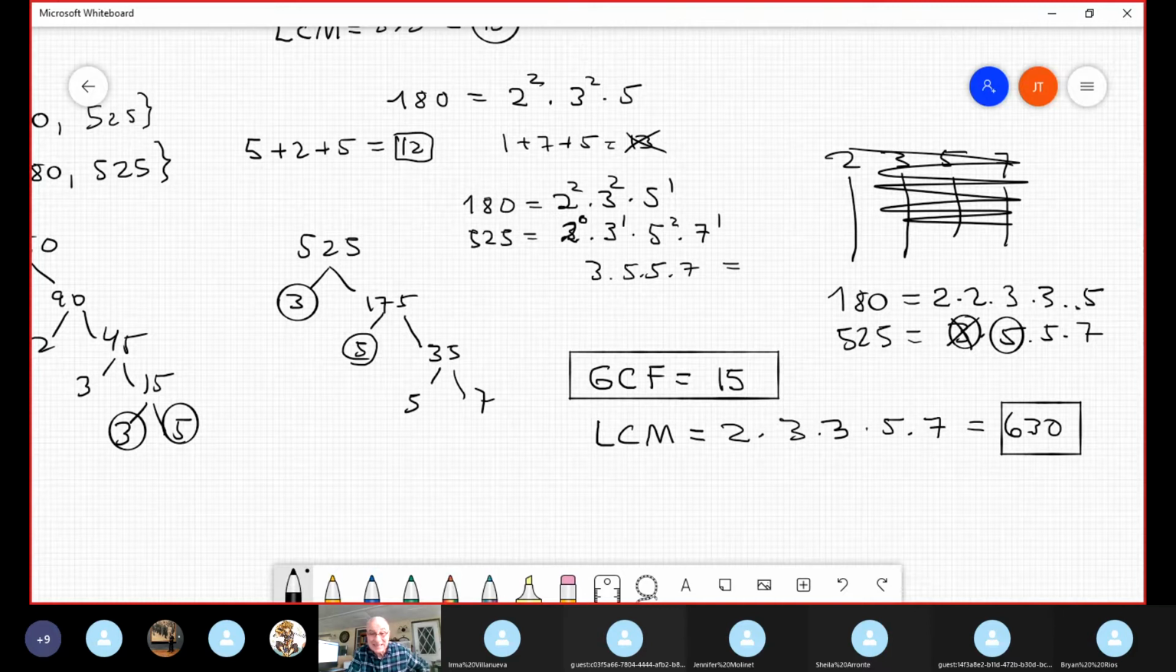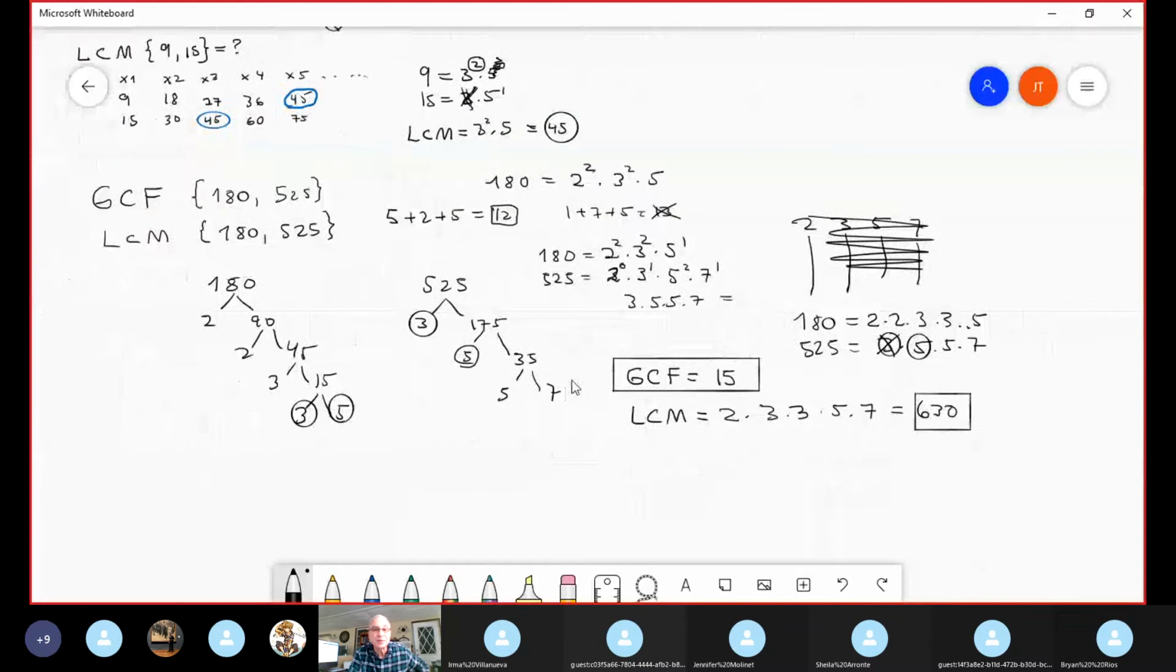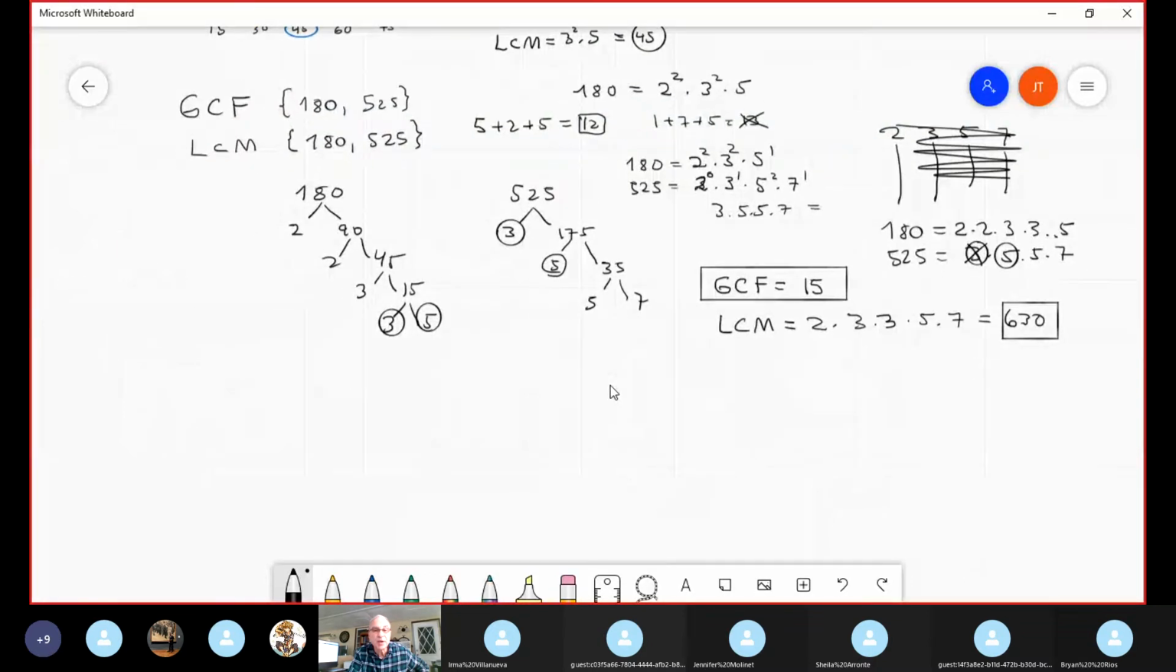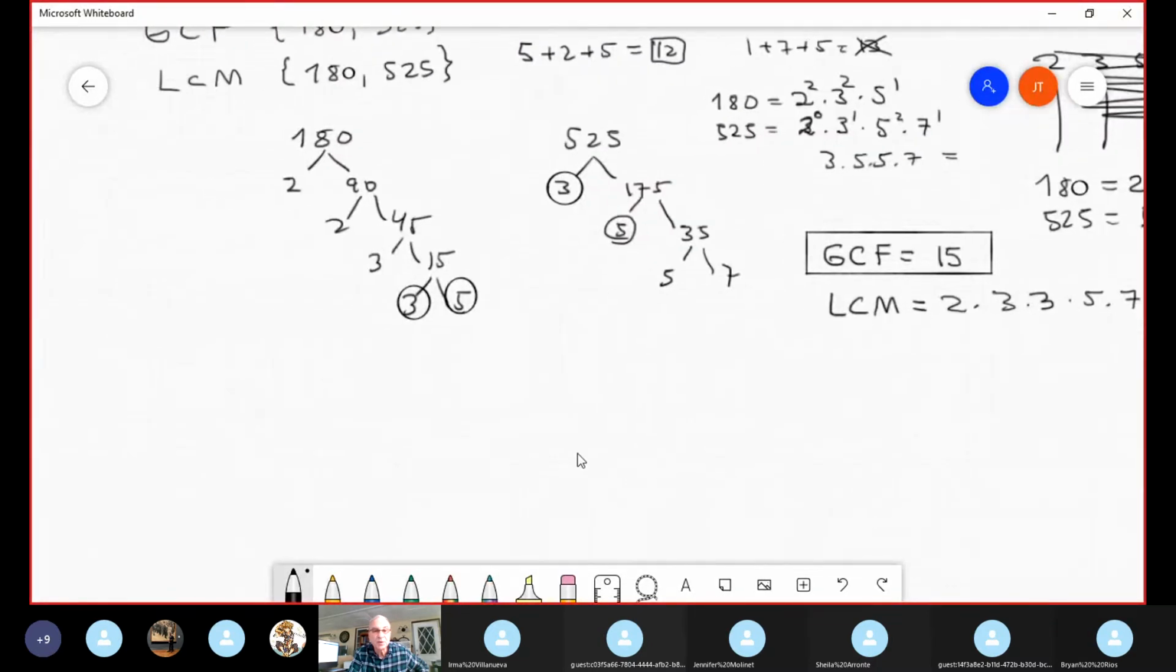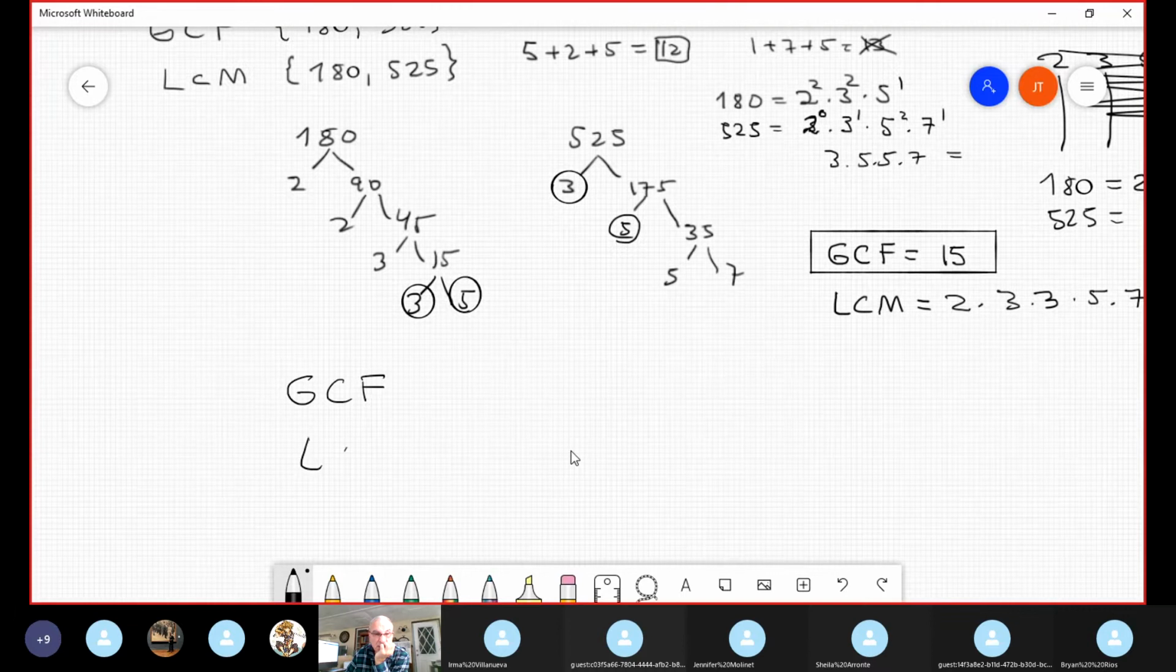And the same idea happens when you have variable algebra. Let me try to explain. Suppose we have that expression. Find the greatest common factor and the least common multiple of this expression. Just variables now. Suppose x to the second power, y.